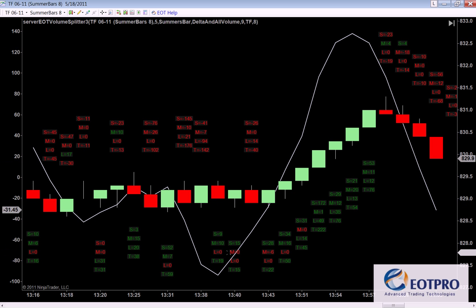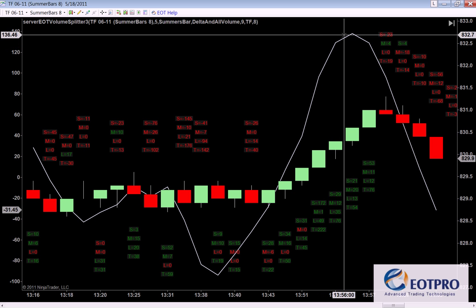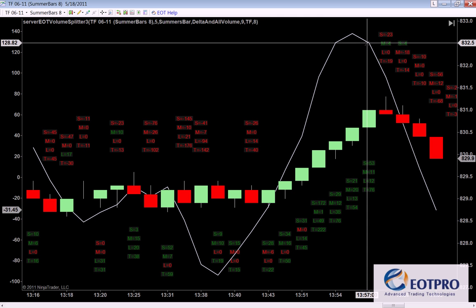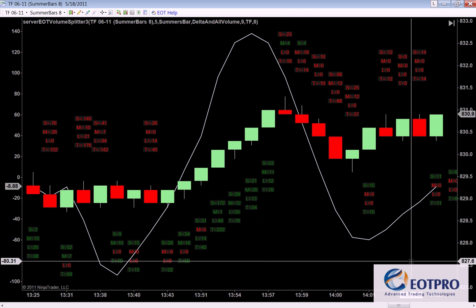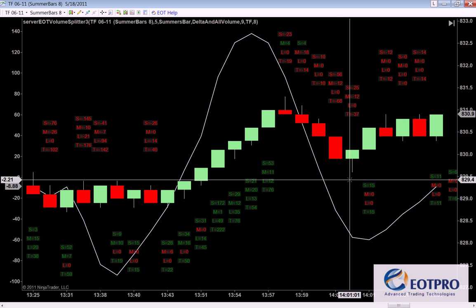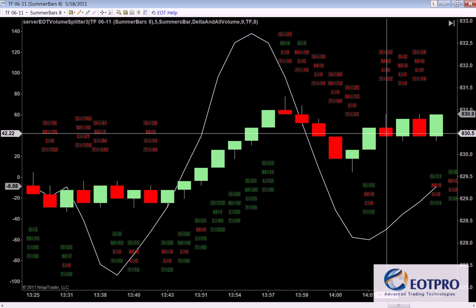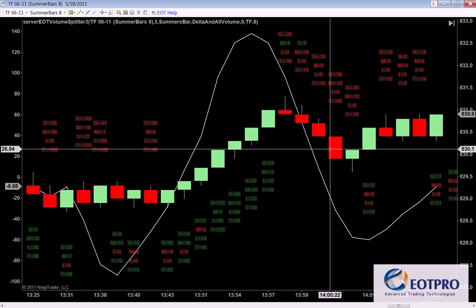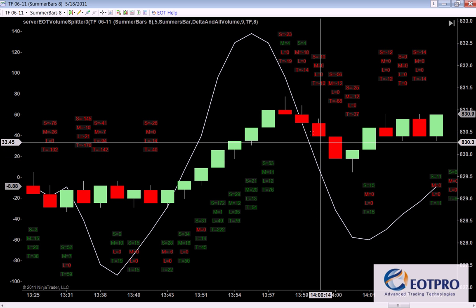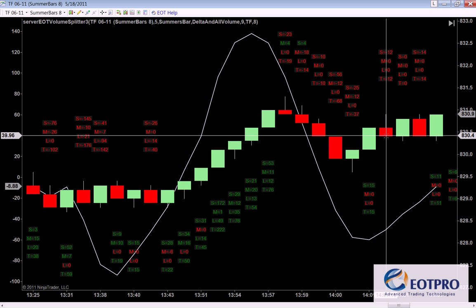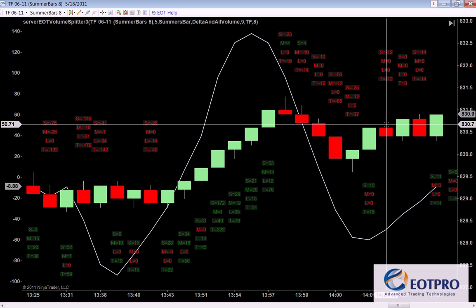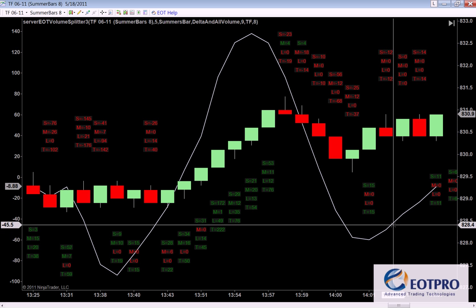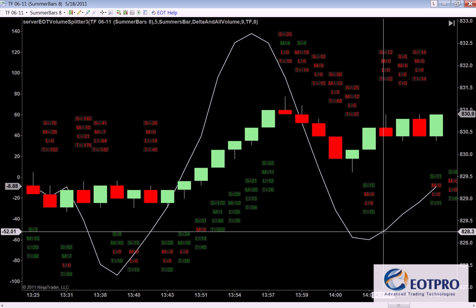So if I am long, this is the indicator that I use to stay long. And I will stay long as long as the line is pointing up. I will stay short as long as it is pointing down. So in this case here, I was short, and I would have gotten out here on this bar. Maybe it moved a little bit in my direction, but it didn't really move too much. And actually, I probably would have broken even if I had gotten out on that bar. But this is the indicator that we use here at EOTPRO currently for money management.